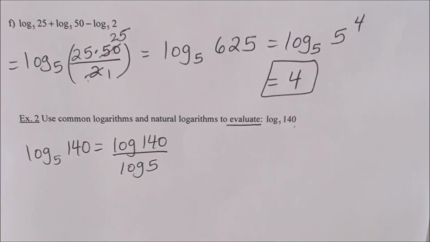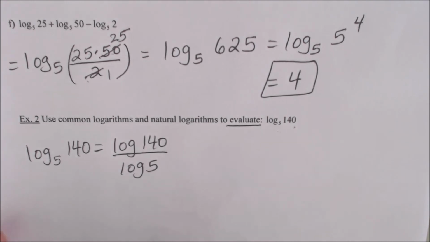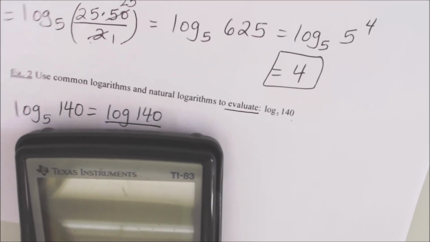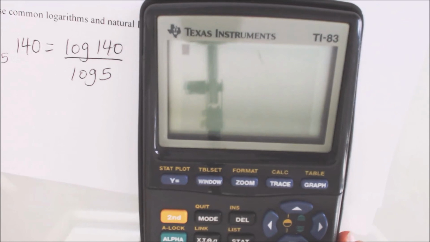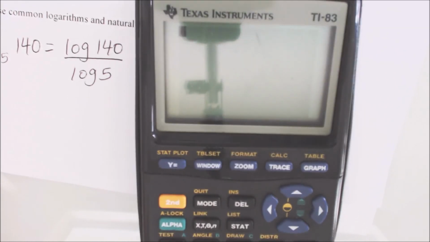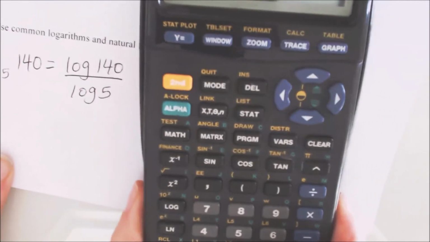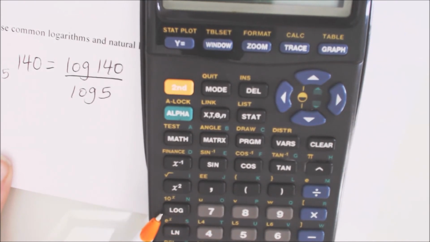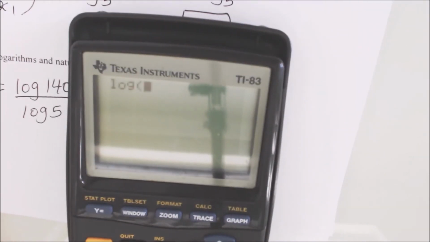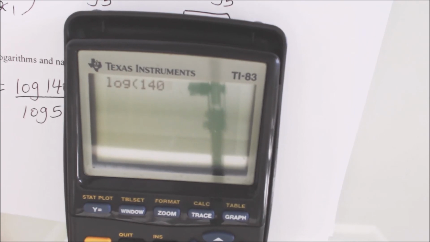Okay, so to evaluate this, I'm going to go to my calculator, and I'm actually going to type in my calculator, log of 140 divided by log of 5. So the keys, make sure you see where I'm getting these keys from. This log in your calculator is the common log. This ln is the natural log. So I want the common log first. So I'm going to do the common log of 140 divided by the common log of 5.